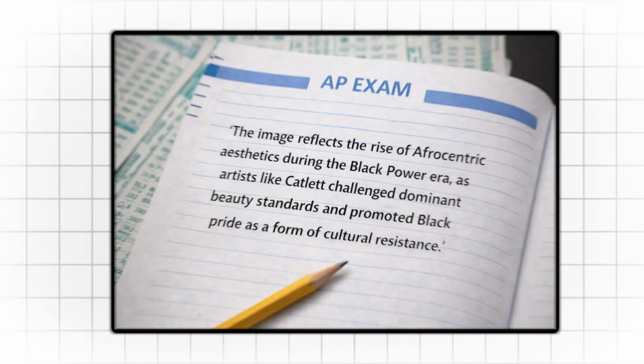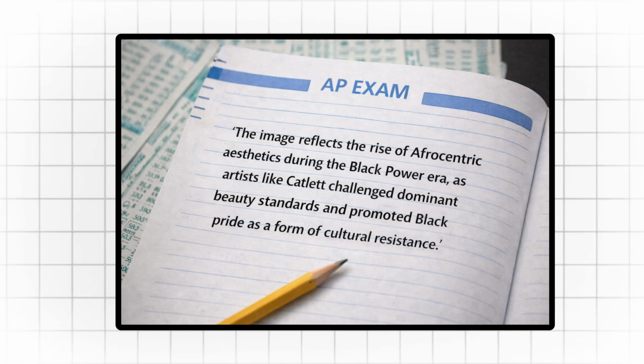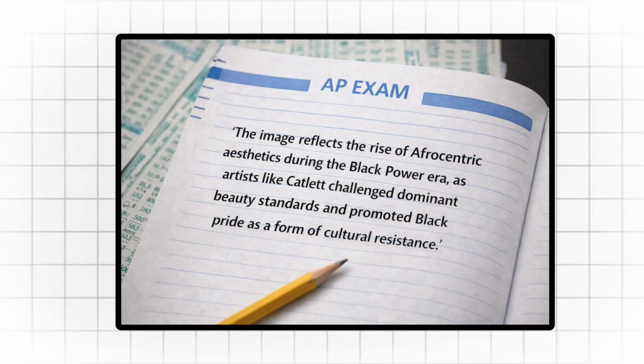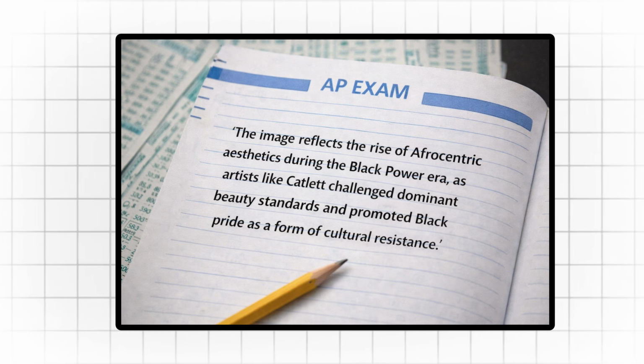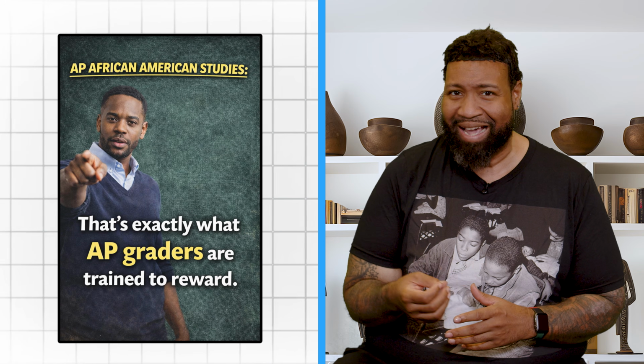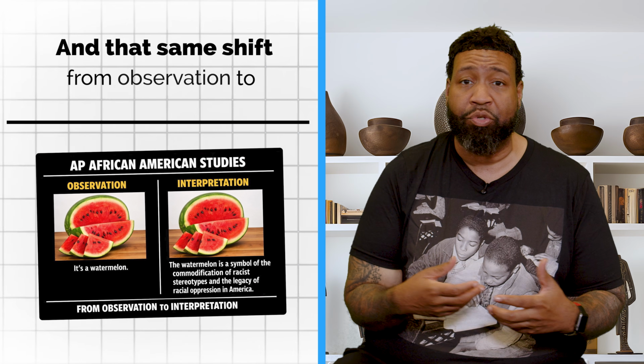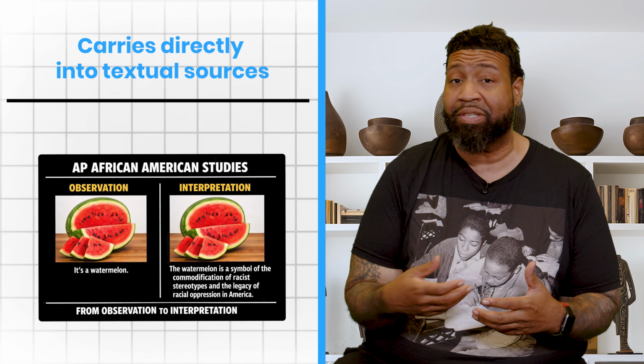If this showed up in a stimulus-based question, a strong response might sound like this. The image reflects the rise of Afrocentric aesthetics during the Black Power era as artists challenged dominant beauty standards and promoted Black pride as a form of cultural resistance. Notice what this does. It names the development, explains the meaning, and connects it to a broader movement. That's exactly what AP graders are trained to reward. And that same shift from observation to interpretation carries directly into textual sources.